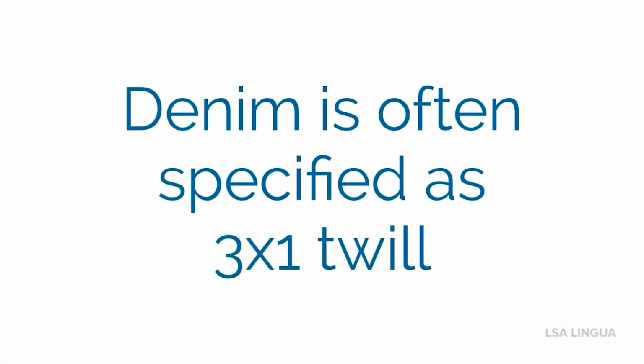Denim is often specified as a 3-to-1 twill, which refers to the number of weft threads per warp thread. So denim fabric is traditionally woven using 3-to-1 twill as opposed to a more lightweight denim under 10.5 ounces with 2-to-1 twill. With a 3-to-1 fabric, the weft thread is woven 3 times over the warp thread, 1 time under, then again 3 times over the warp thread, and 1 time under, and so on.